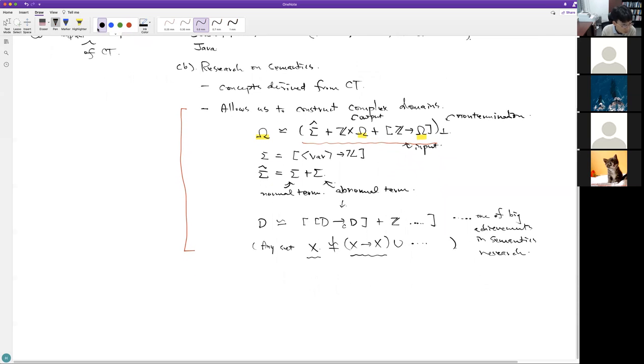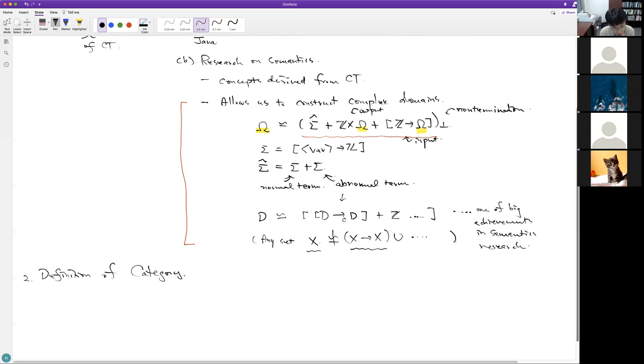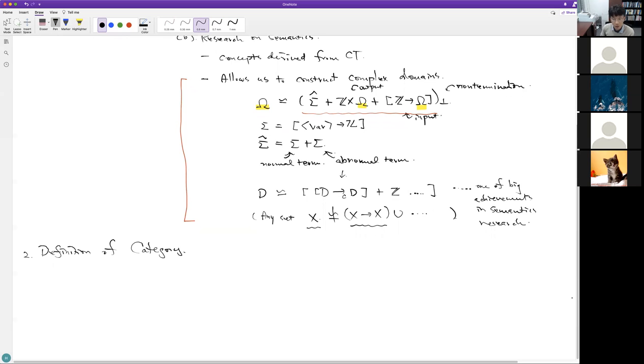Then let's start with categories, the definition of a category. Before giving an actual definition, let me just give you an example of a category. A category is defined in a very abstract way, which means that the definition of a category can be understood in multiple different ways. Let me first give you some high-level informal description of categories. A category consists of a few participants, a few main actors, which appear in the definition of a category.